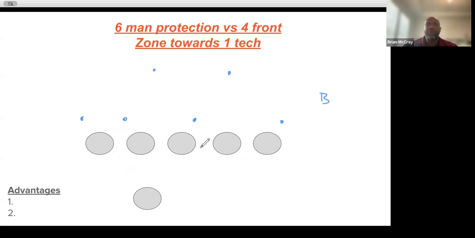So what is the advantage of going this way? There's always been the question: should I slide my zone to the one technique side or the three technique side? There are some advantages to both. What I say for sliding my zone to the one side is that it gives me an opportunity for the guard, like I said before, to play two gaps.